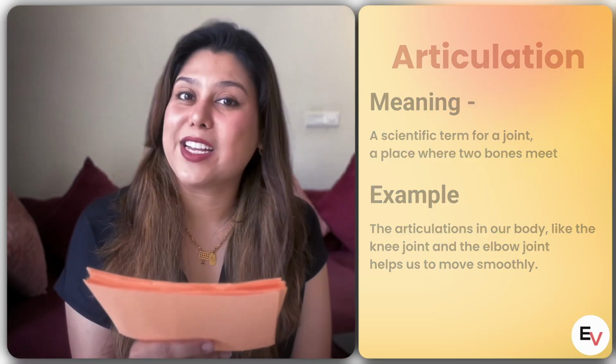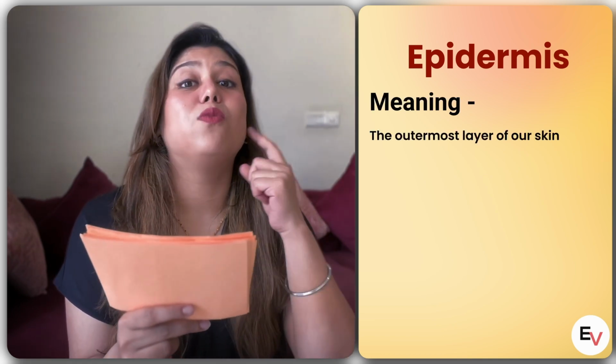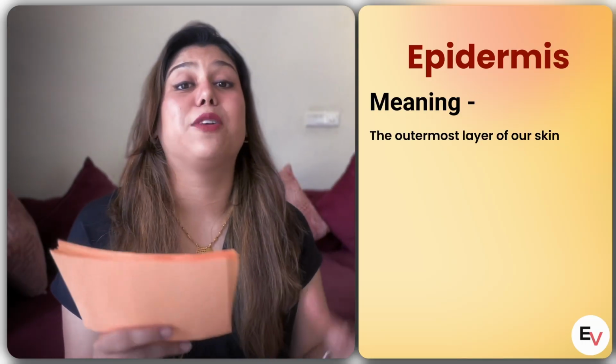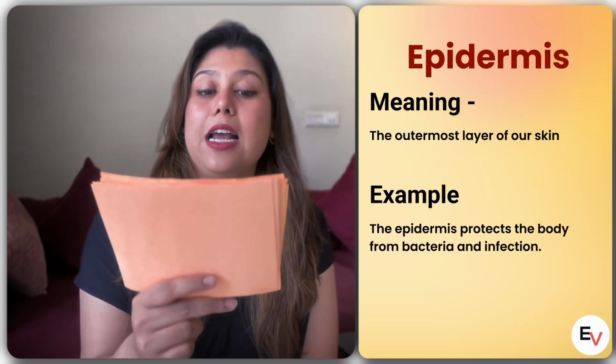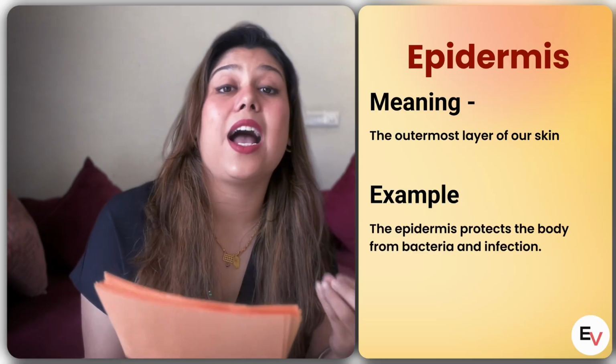Moving on to your next word, which is epidermis. Repeat after me, epidermis. Now, this is the outermost layer of our skin, which acts as a protective barrier. Now, let's frame a sentence with this word. The epidermis protects the body from bacteria and infection.